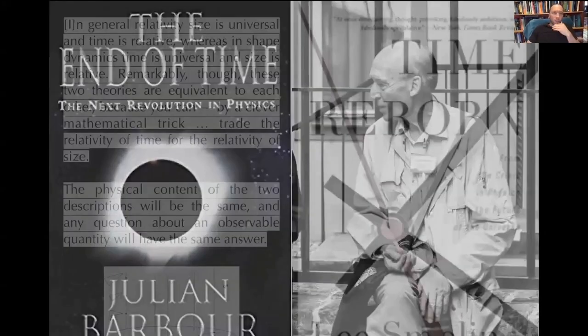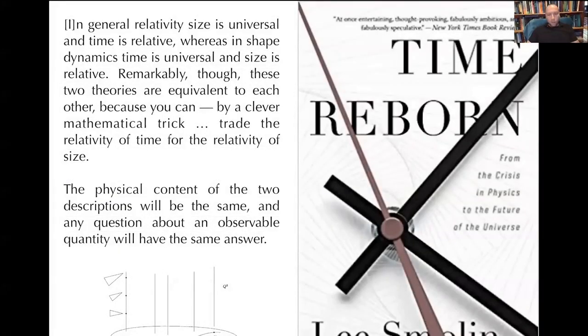But what he uses of Julian Barbour's is a new formulation of general relativity that Julian Barbour came up with, known as shape dynamics. And in shape dynamics, there's reintroduced a well-defined notion of instantaneous spatial configurations. So we have something that can perform like these worldwide instants again that were eradicated in special relativity and in general relativity. So Smolin writes of this theory that in general relativity, size is universal and time is relative, whereas in shape dynamics, time is universal and size is relative.